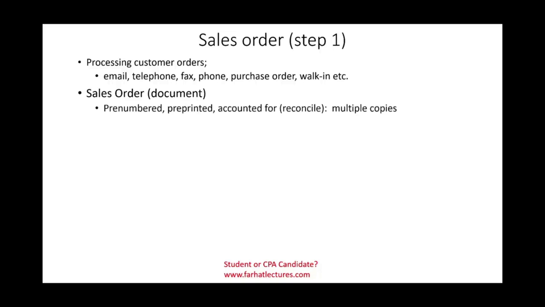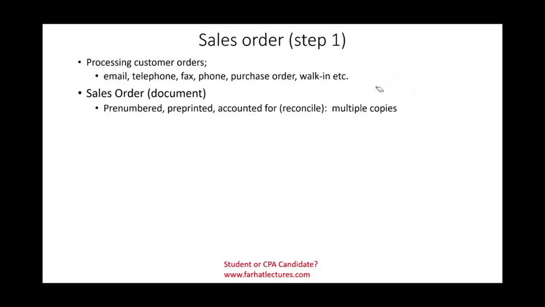Now the sales order should be pre-numbered, pre-printed, and accounted for. What does that mean? I'm going to keep repeating this. Pre-numbered is good for reconciliation. Simply put, if we know we have 100 sales orders, and of those 100, 20 are used, we know which 20 because we can identify them. We know we have 80 remaining, so we have to reconcile, making sure the 20 that are used are appropriately used, and we have 80. So we have to account for those. That's what we mean by pre-numbered.